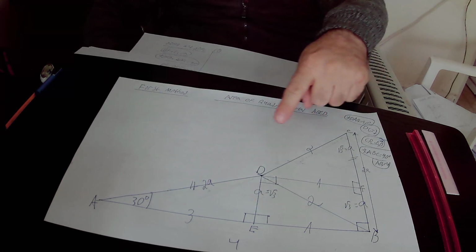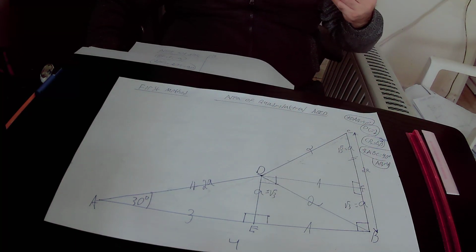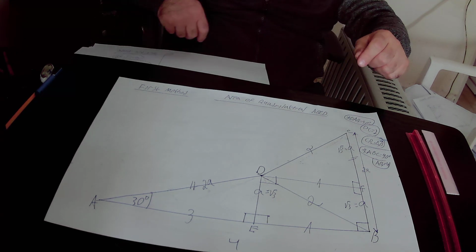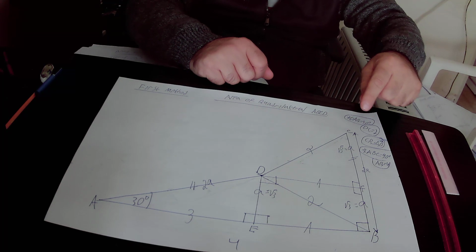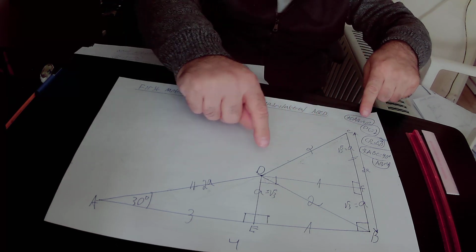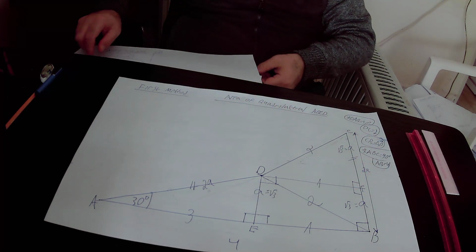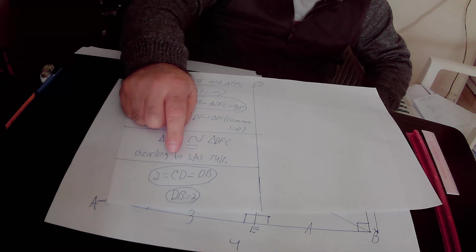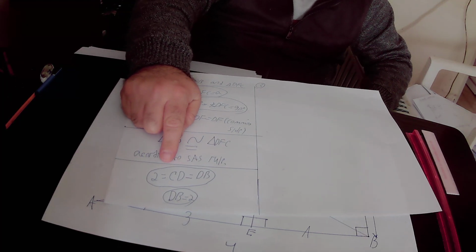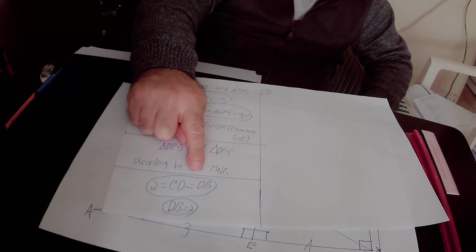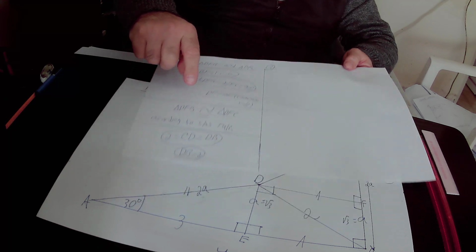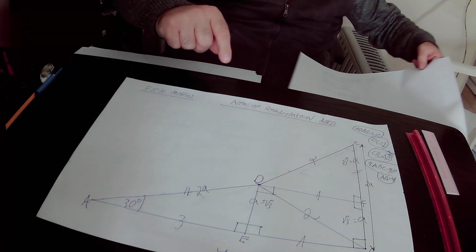CD equals DB according to the rule that corresponding sides in congruent triangles are equal to each other. Those two triangles can go into each other, therefore the corresponding sides, that is to say DC and DB, will be equal to each other. Okay, DC equals DB, but it is given to us in the question that DC equals 2 units. So from this equation, we derive that DB also equals 2 units. DB equals 2 units.